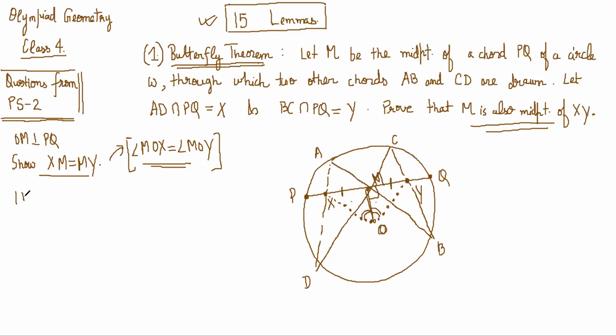One hint that I can give is construct perpendiculars from O to AD and BC. So I can drop a perpendicular from O to AD, which is say here. This is 90. Let's call this point R. Similarly, drop a perpendicular from O to BC. Let's call this S.